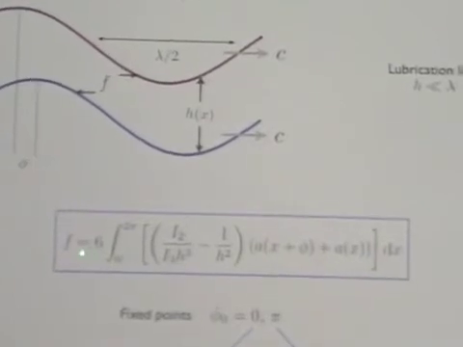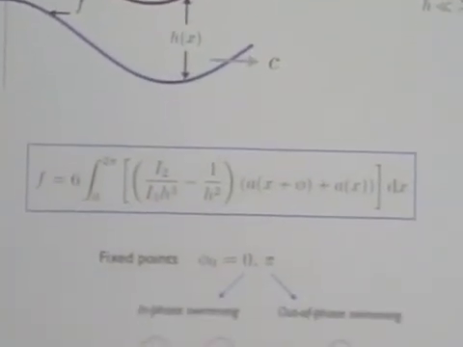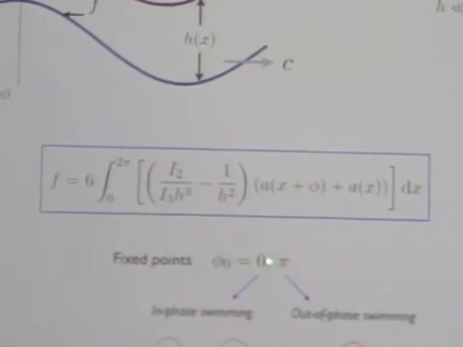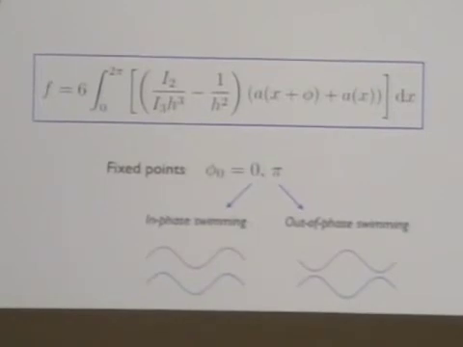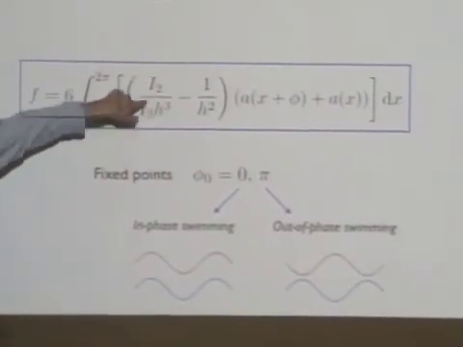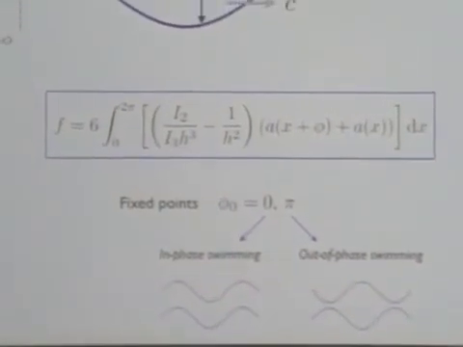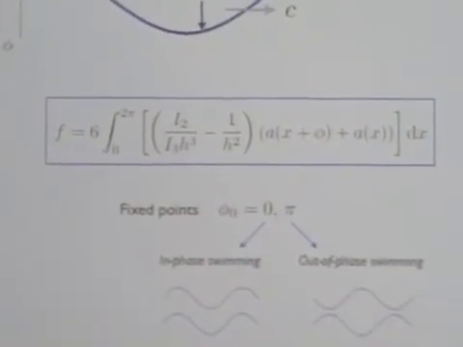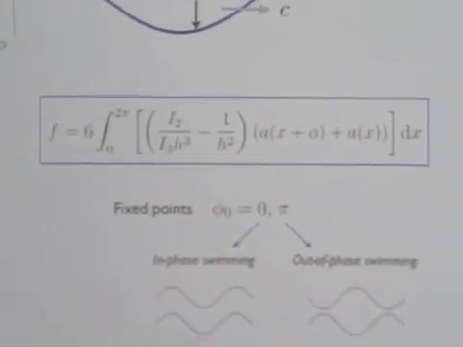So you get a force which is an integral over one wavelength of this formula. And what you see with this formula is that if the phase is zero, so if the two cells are in phase, like this, then I2 and I3, which are moments of h, this thing becomes zero, the force is zero. So if you start with a configuration that is already in phase, your two cells won't evolve, they will stay there. It's a fixed point. And it's the same thing for pi. If you take the completely out of phase scenario, which is this one, it's also a fixed point.